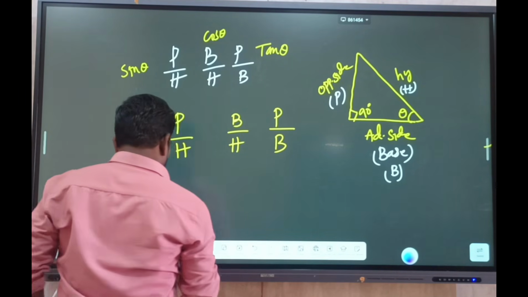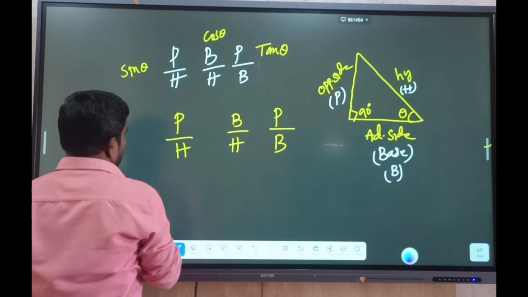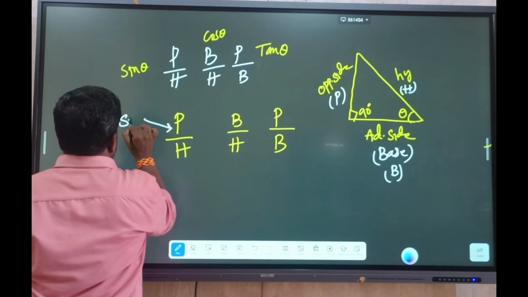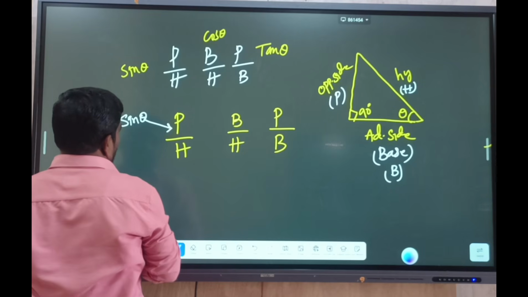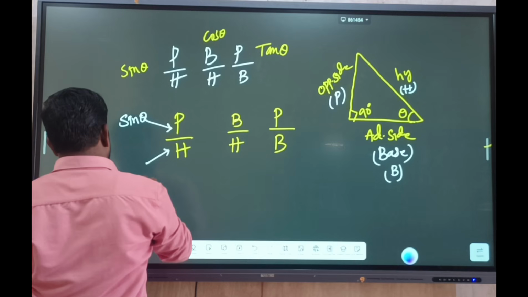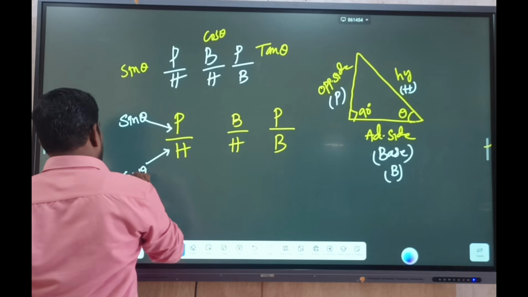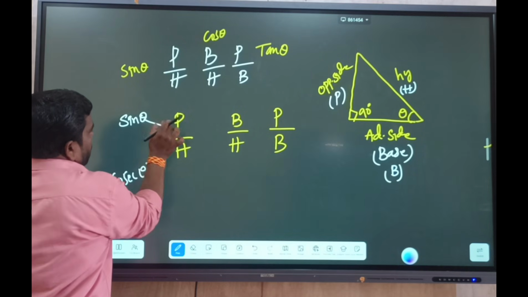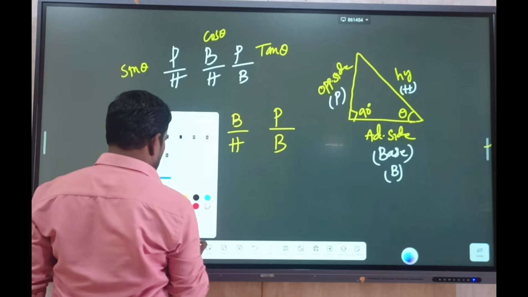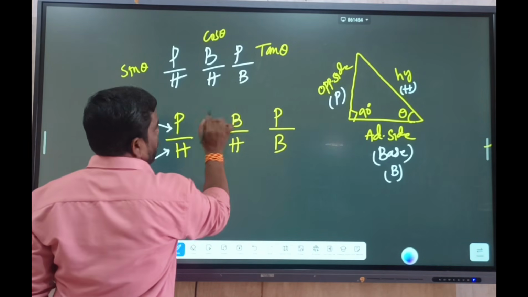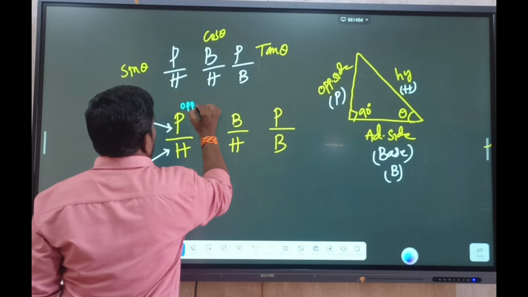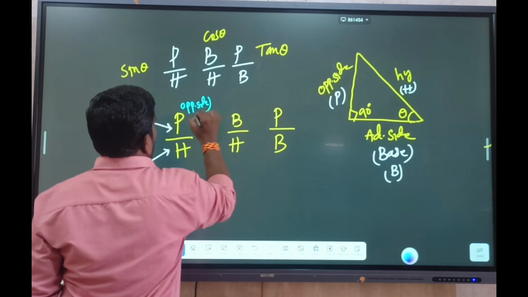So it is easy. Here, first the numerator. Numerator is sin theta. Sin theta's reciprocal is cosec theta. Sin theta formula is perpendicular by hypotenuse, where perpendicular means the opposite side. It is a short name.